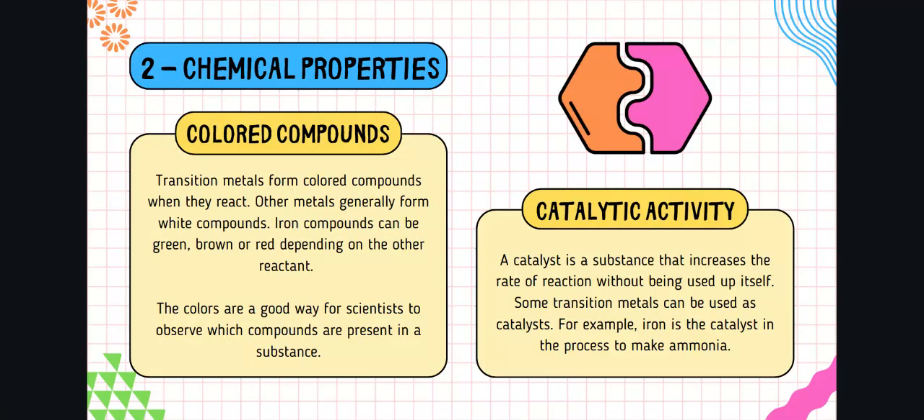And now catalysts. Catalytic activity is when a substance increases the rate of reaction without being used up itself. So without using itself up, it can increase the rate of reaction, and some transition metals can actually be used as catalysts. For example, iron is a catalyst in the process to make ammonia.